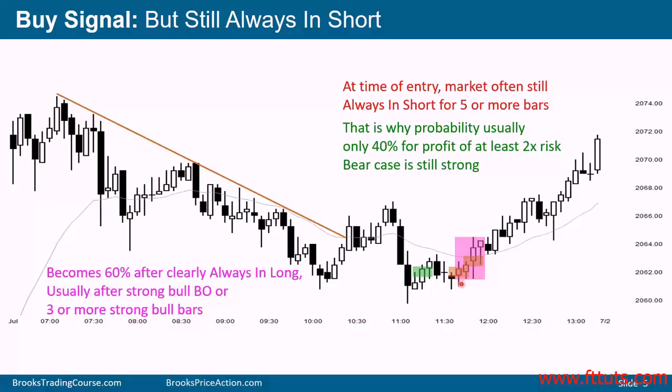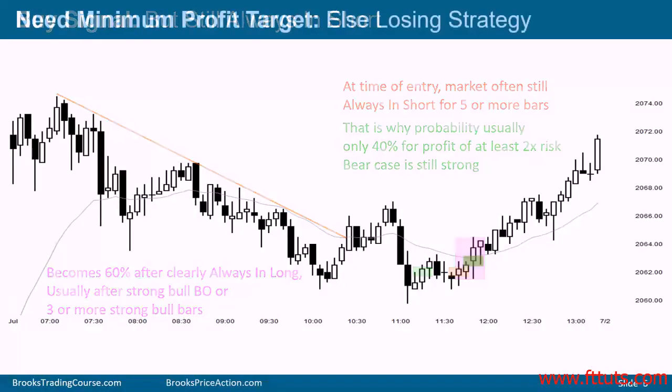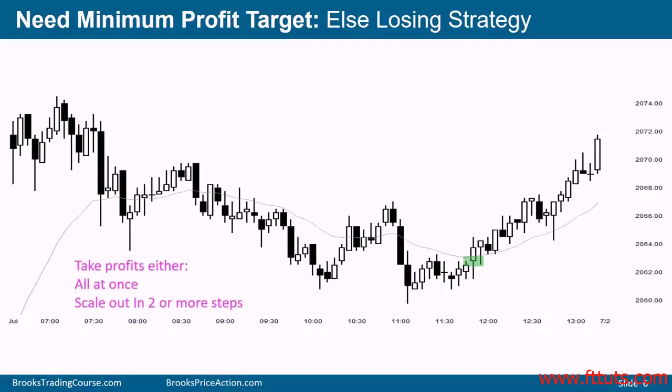Once traders believe it's clearly always in long, maybe by the 3rd consecutive bull bar, the 4th consecutive bull bar closing on its high, then the probability of making a profit goes up to 60% or more. It could get that way with a single very big bull bar, but it's much more common to get a series of 3 or 4 ordinary bull bars. Traders can take profits all at once, or they can scale out in 2 or more steps.